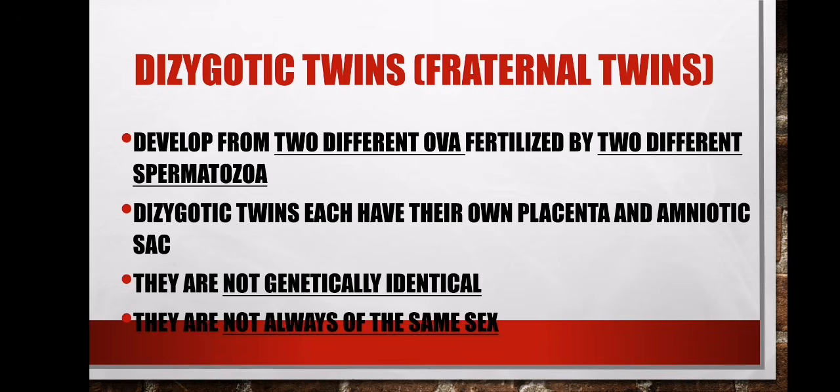Okay, in terms of gender, they may be the same, they may not be the same. So in this case, we say they are not always of the same gender. Sometimes you find that they are both males, sometimes you find that they are not of the same gender, whereby you have a male and a female. Let's look at a diagram.